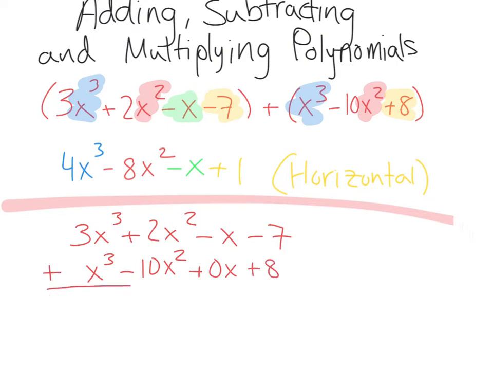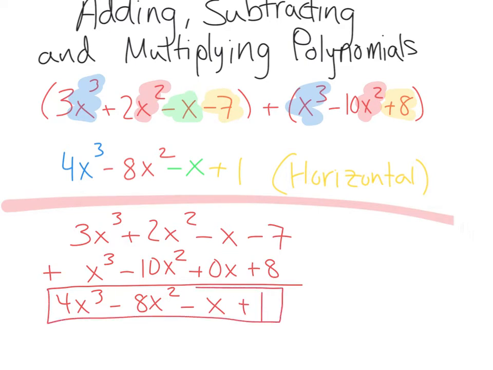Now, you can see why people are attracted to this method, because basically you add it very similar to how we've learned it in elementary school and even have done it through middle and high school. You just add them straight down. So you have 4x cubed minus 8x squared minus x and then plus 1. And as you can see, you end up with the same answer. It's just a matter of preference at this point, okay? And that right there is adding, okay?